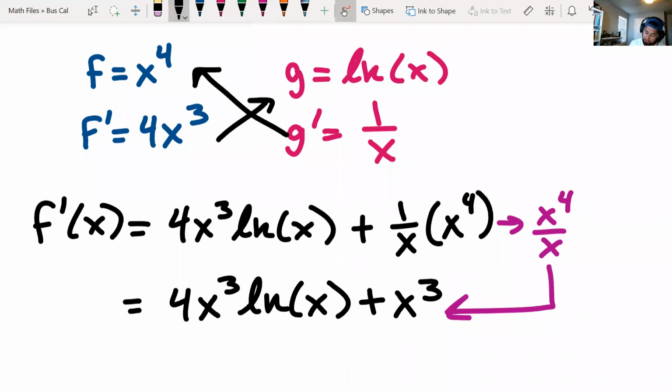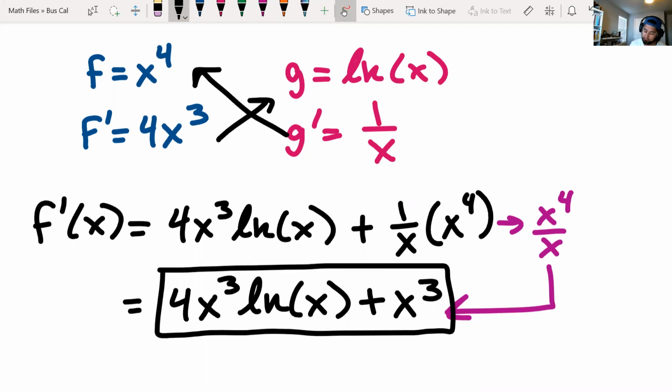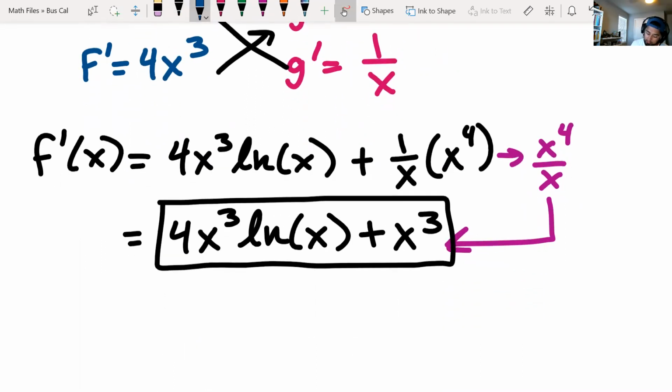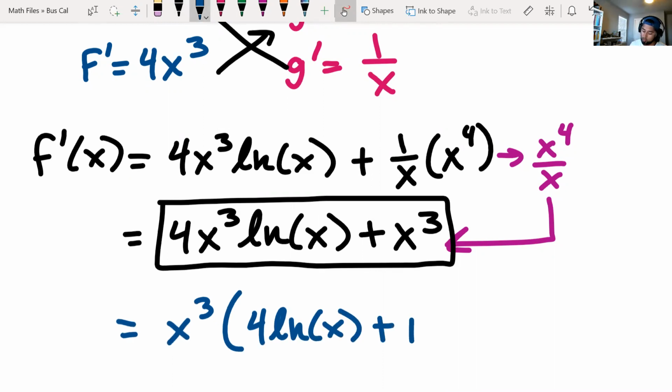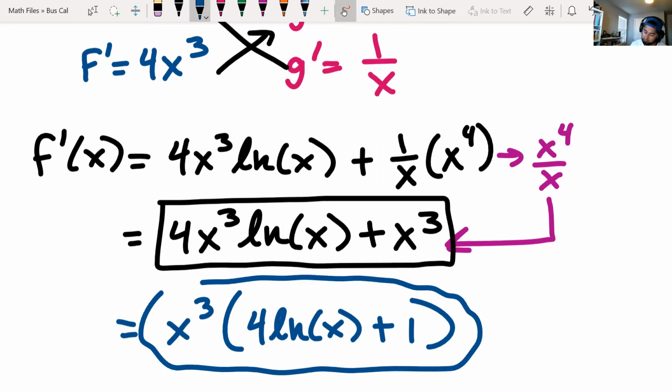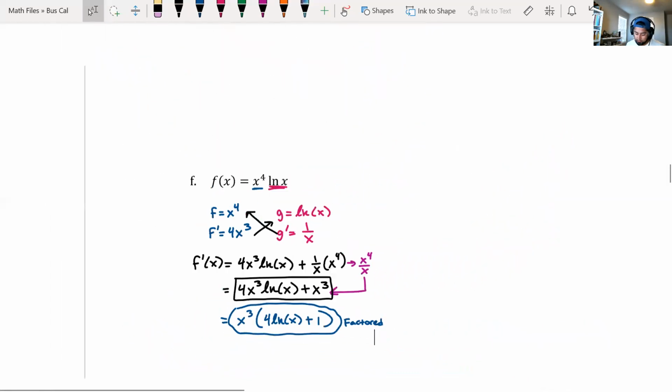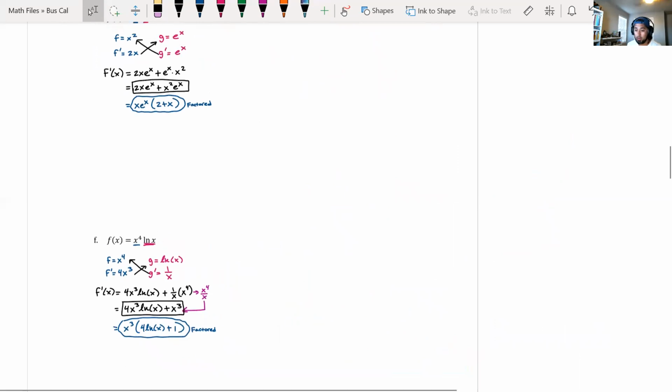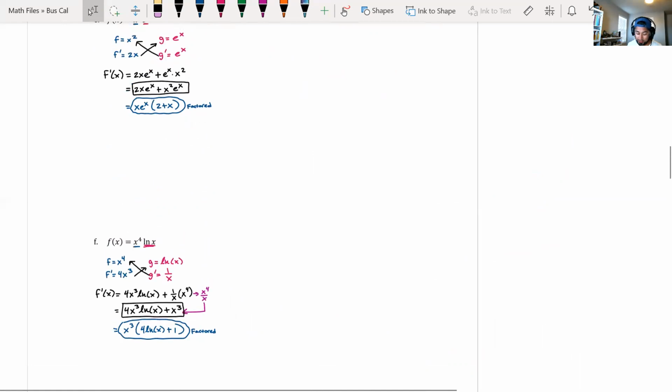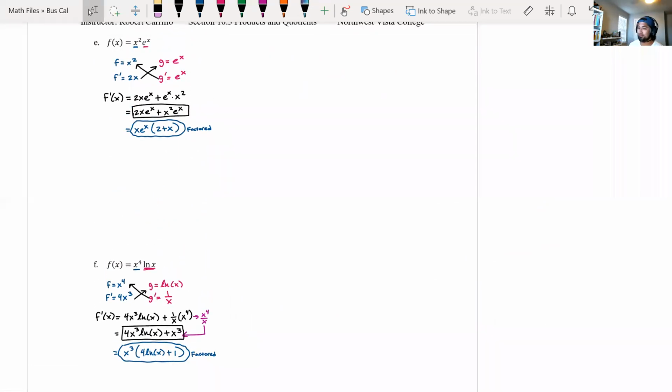Okay. Now again, this is a great answer, but you can definitely factor it if we just take out the x cubed. And that would leave us with 4 natural log x plus 1. Okay. And guess what? That was product rule. Too easy, huh? So any questions on these before moving on to quotient rule?